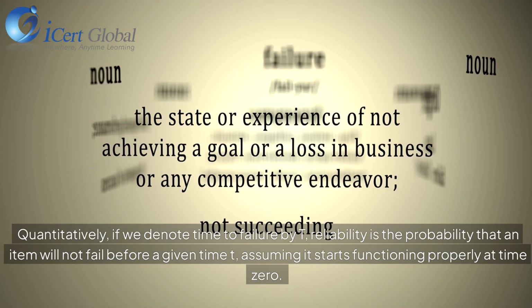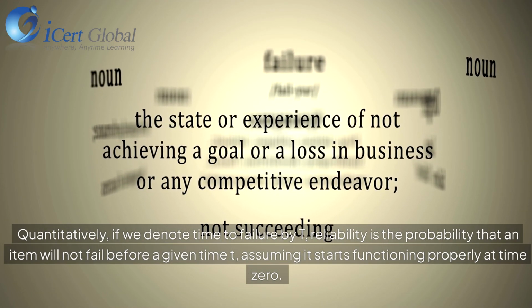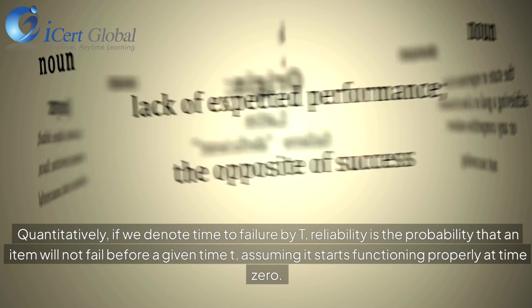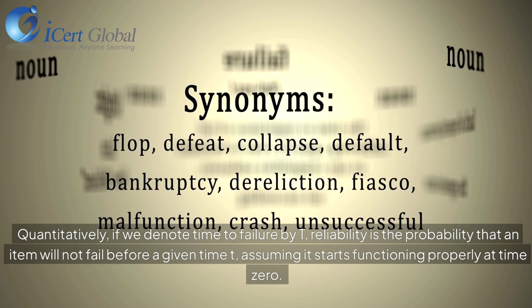Quantitatively, if we denote time to failure by T, reliability is the probability that an item will not fail before a given time T, assuming it starts functioning properly at time 0.